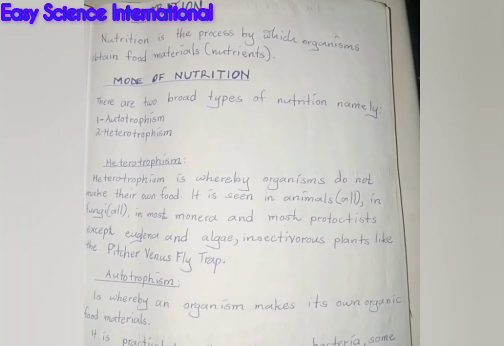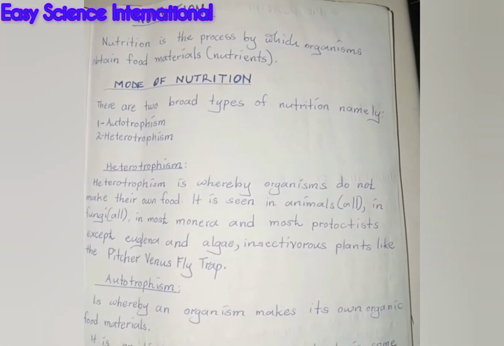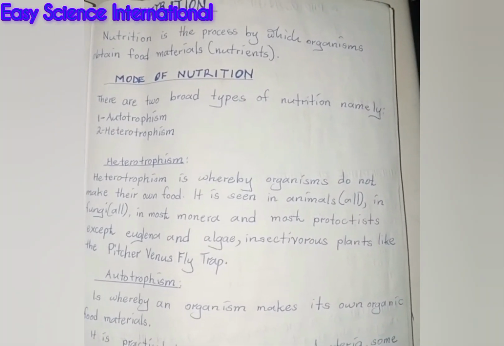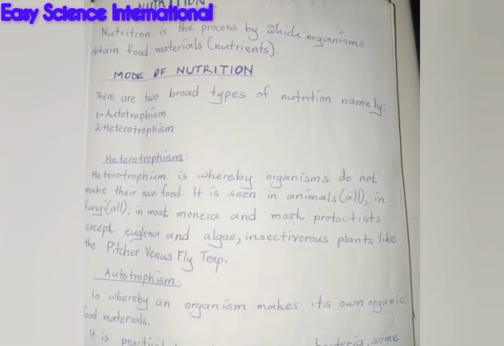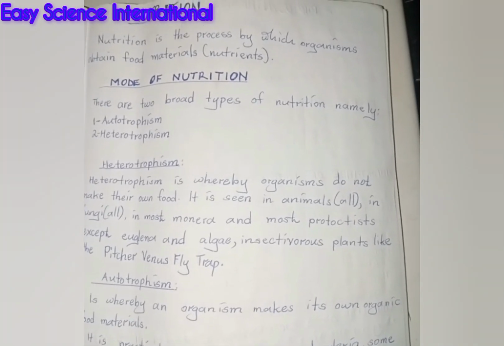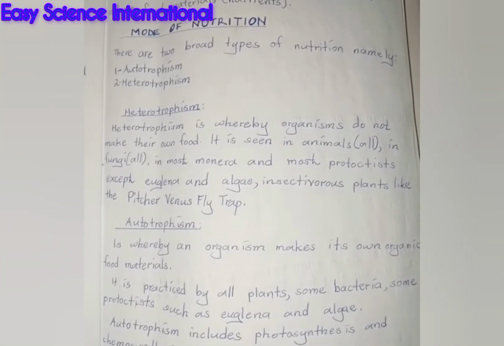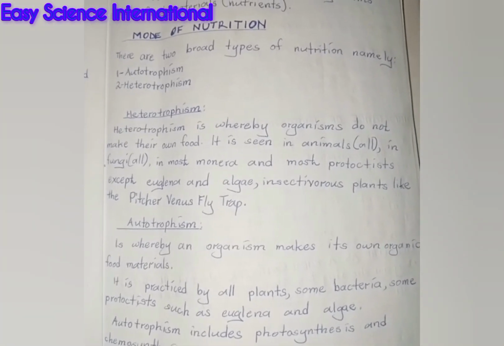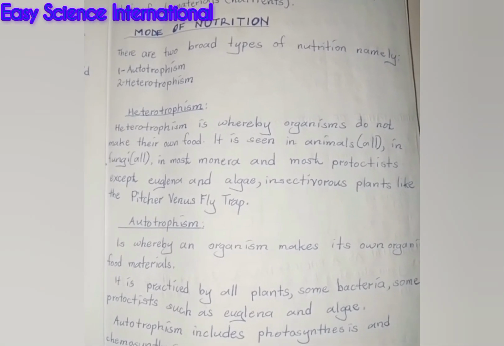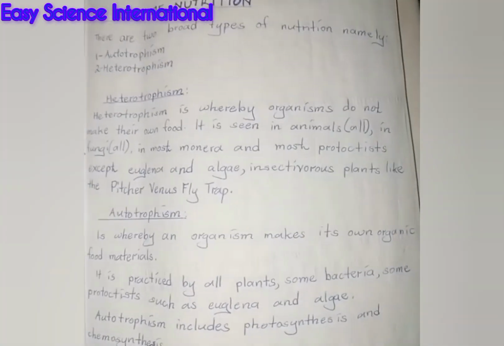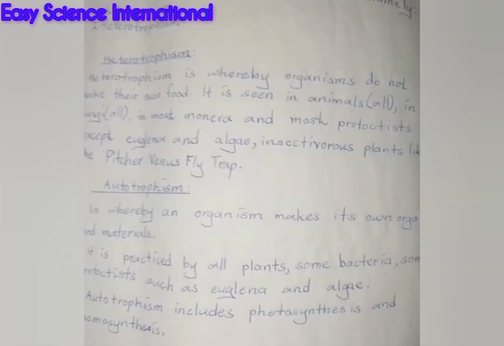So nutrition. Nutrition is the process by which organisms obtain food materials, basically known as nutrients. There are two modes of nutrition. These are autotrophism and heterotrophism.